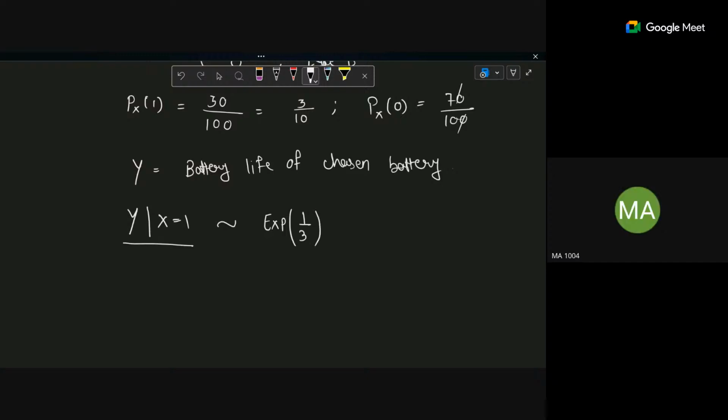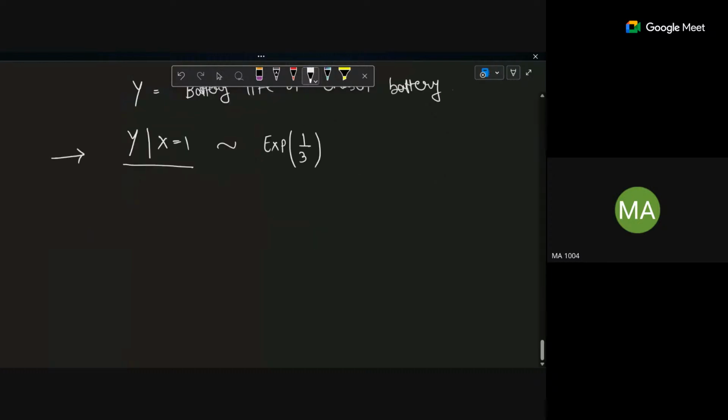So, does anyone have a doubt in this particular step? No, ma'am. Similarly, Y given X is equal to 0 is an exponential distribution with 1 by 7. Is it okay with everyone till now? Yes. Okay. Then what should be our next step?